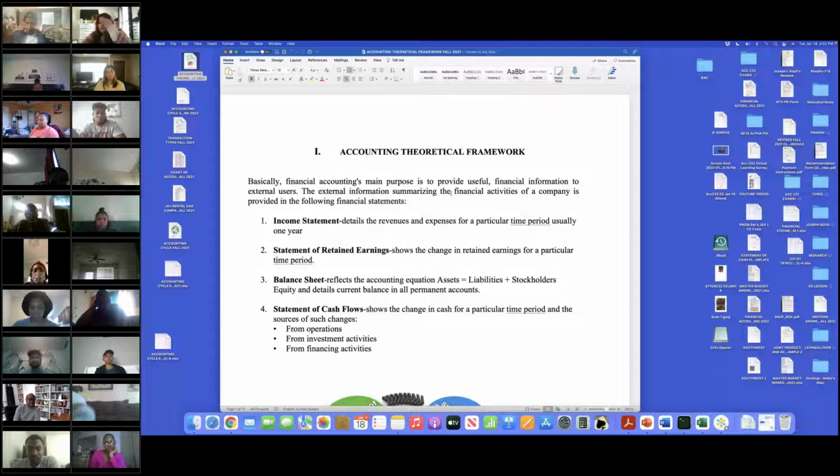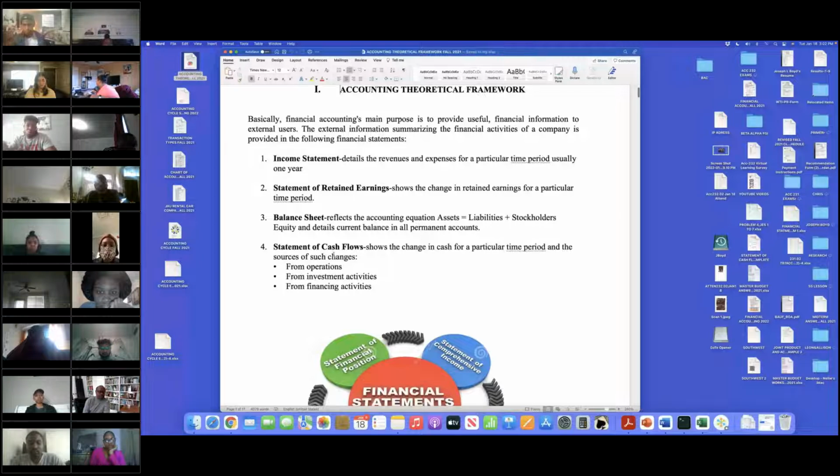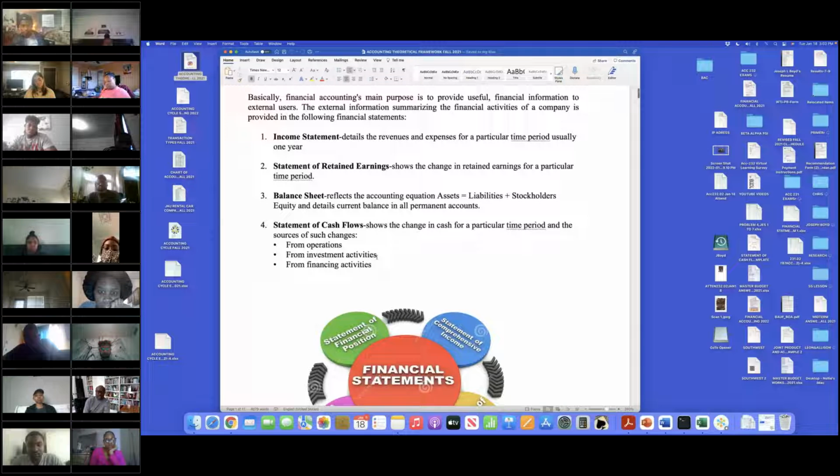So we'll be learning in this course how to prepare an income statement, a statement of retained earnings, a balance sheet. You will learn how to do all of this by midterm, then a statement of cash flow after the midterm exam. So that's our goal in this course. This is the main takeaway, learning to prepare these statements.